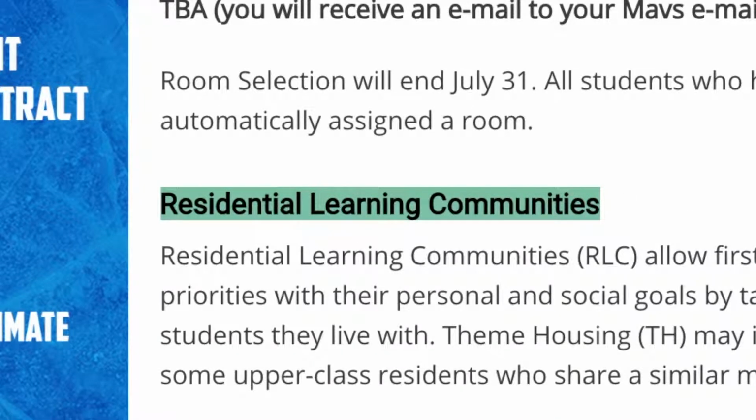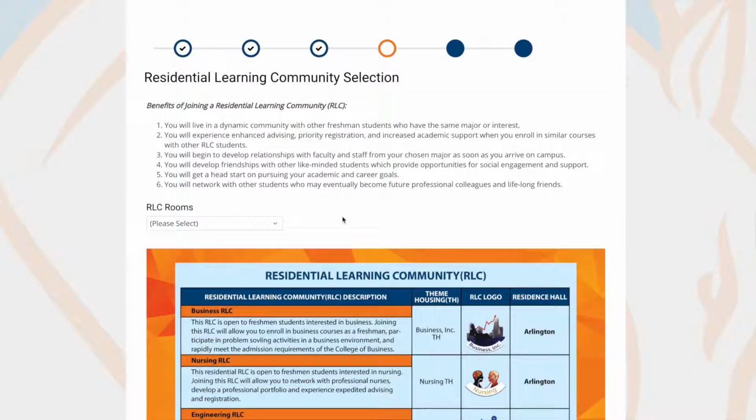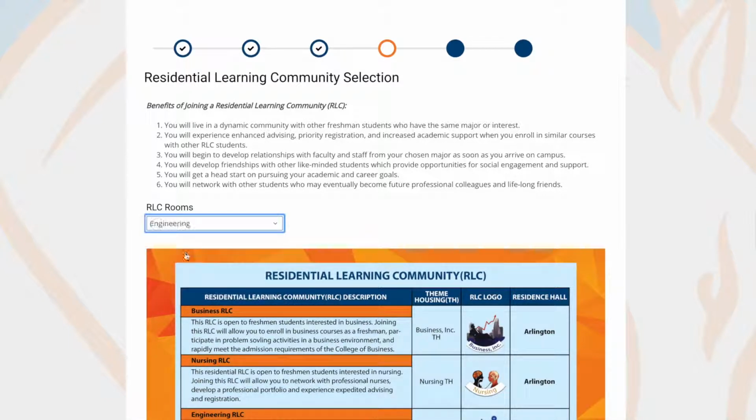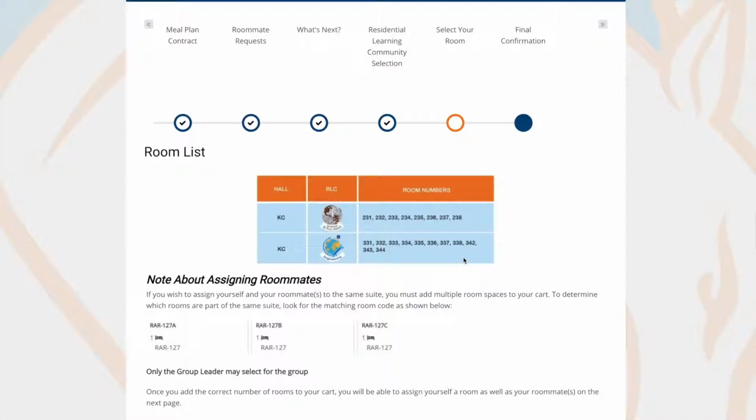However, it is not required. You may only make this choice once, so make sure you choose the one you want. You will not be able to change this. The choice you make here will allow you to see rooms associated with that RLC. Keep in mind, you have already selected a building. After clicking Save and Continue, you will see all the available rooms.